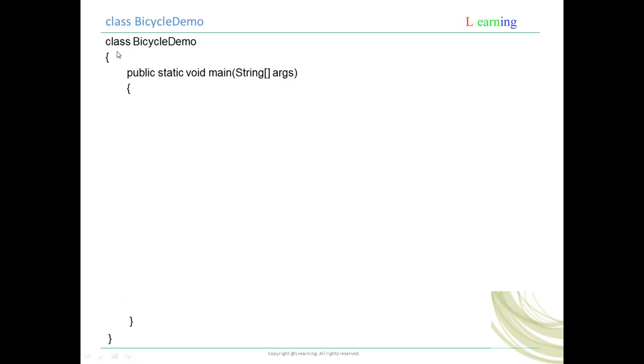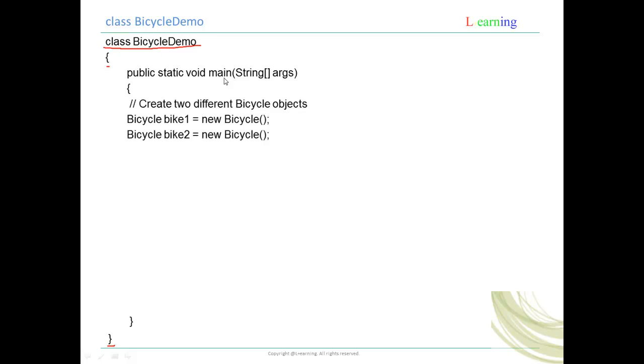Now we have created another class called BicycleDemo. Again, the class has a starting curly brace and an ending curly brace. Then we have defined a function, public static void main, where string arguments are passed. This is the main function. In this main function, we are creating two bicycle objects.